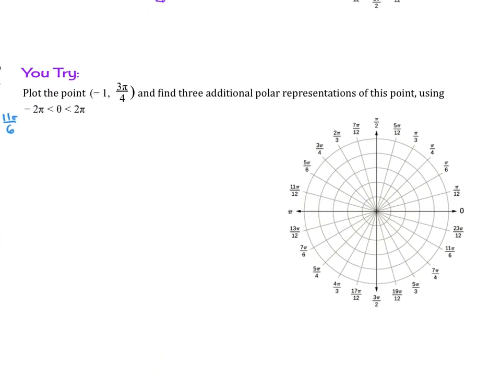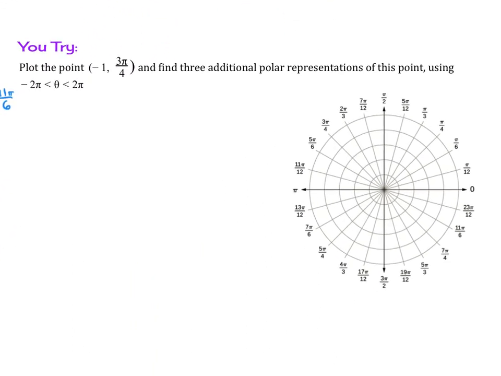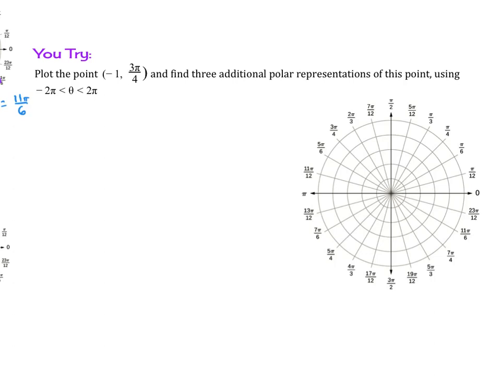Now, just as a practice, please plot this point as well, and find 3 additional polar representations of this point. Because it's (-1, 3π/4), you may want to try to convert it first to find the positive r to help you out.